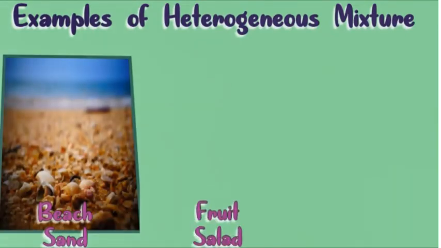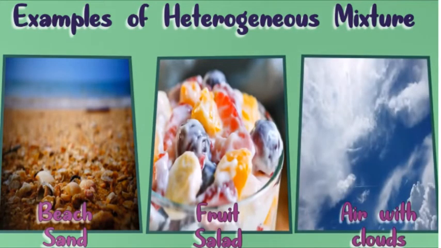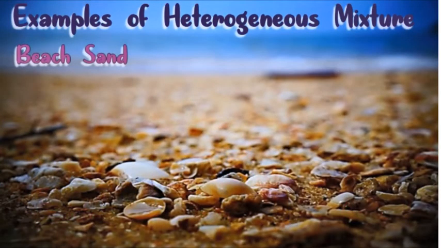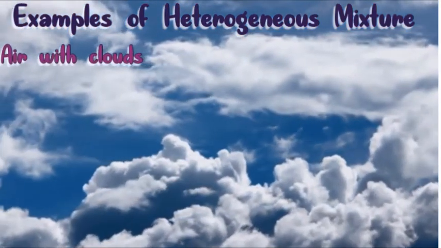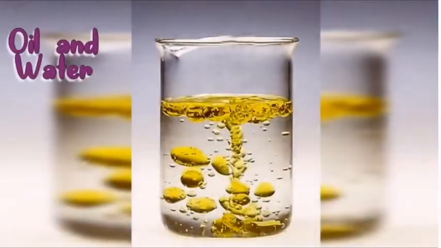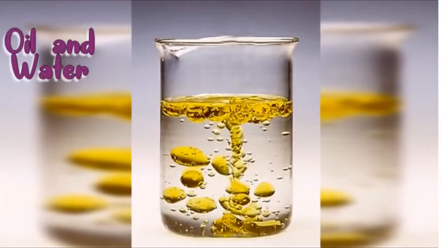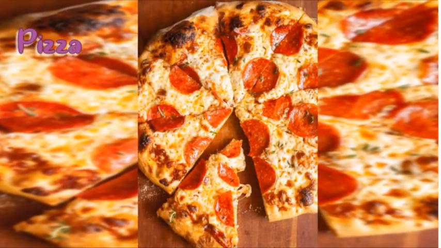Some other examples of heterogeneous mixtures are beach sand, fruit salad, and air with clouds. Beach sand is heterogeneous since you can see different colored particles. Air with clouds contains tiny droplets of liquid water. Now take a look at other examples of heterogeneous mixtures that you can actually find around us.